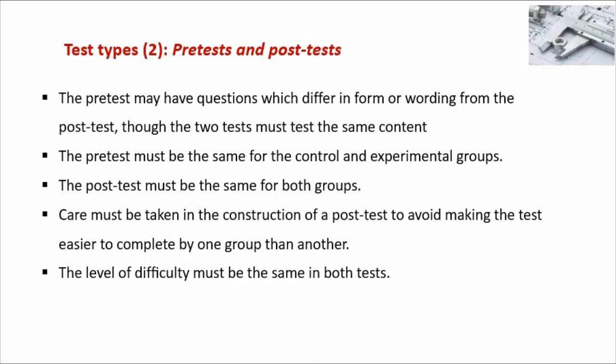Here there are some conditions that should be met when we design pre-tests and post-tests. Firstly, the pre-test may have questions which differ in form or wording from the post-test, though the two tests must test the same content. They should have the same objectives. The pre-test must be the same for the control and experimental groups. Also, the post-test must be the same for both groups. This is very necessary in experiments. Otherwise, the experiment will not yield valid data.